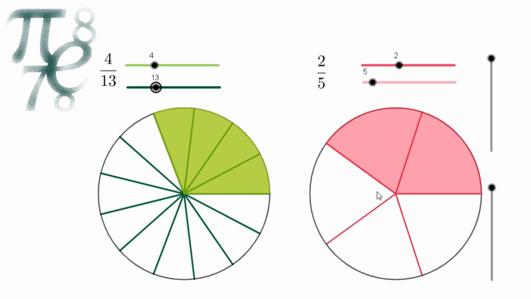We have two circles, red and green. Divide according to the denominator of the fractions. The red circle has 5 parts. The green circle has 13 parts. And shade according to the numerator of the fraction. The red circle has 2 shaded parts. The green circle has 4 shaded parts. Are the two fractions equal? Are the ratios equivalent? Are the ratios proportional?